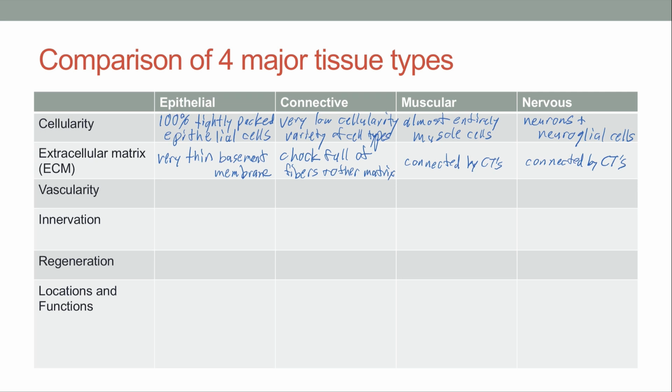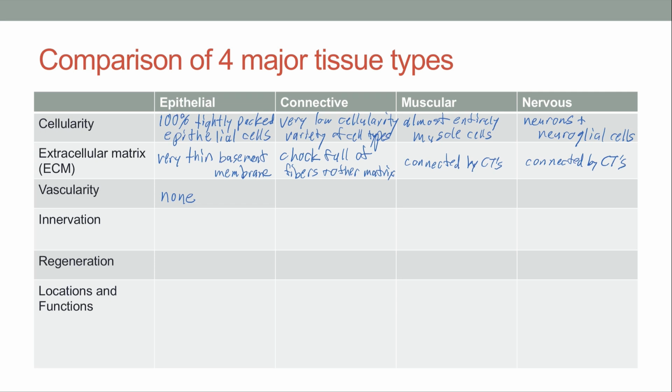How many blood vessels do each of these tissues have? Epithelial tissues have none, with the exception, there's an exception everywhere, right? With the exception of endocrine glands, your hormone glands, epithelial tissues get all of their nutrients and secrete all of their products purely by diffusion from another neighboring tissue.